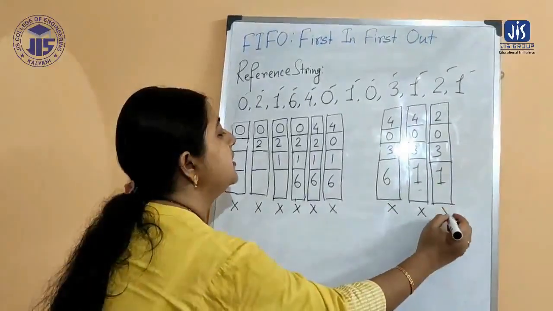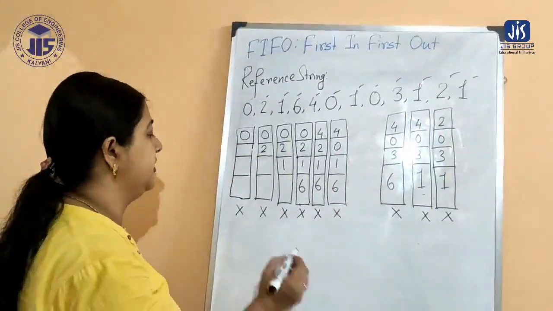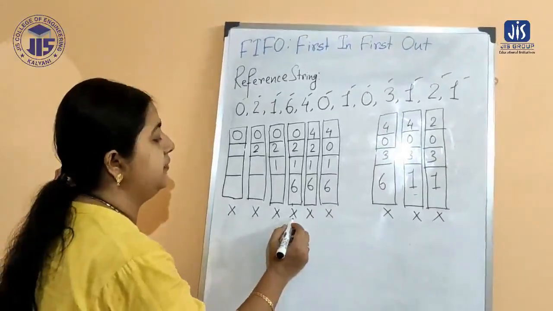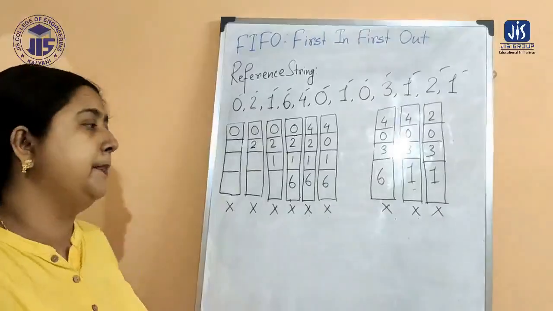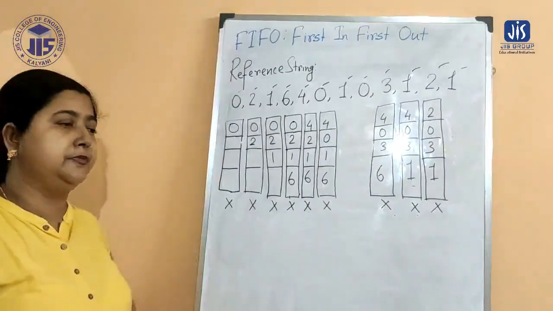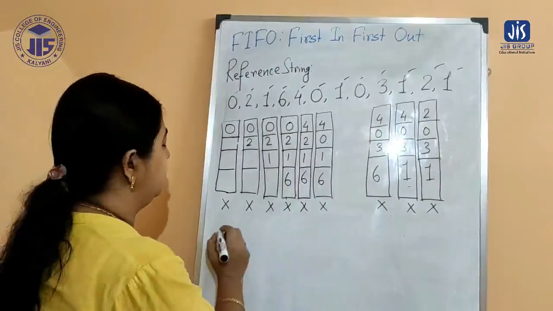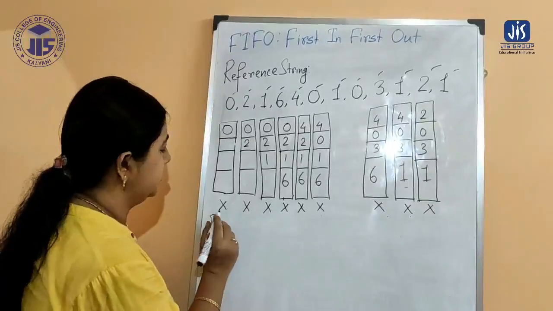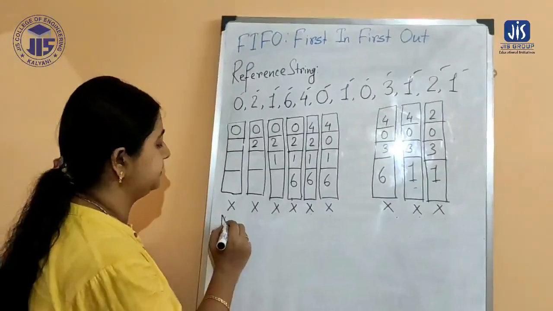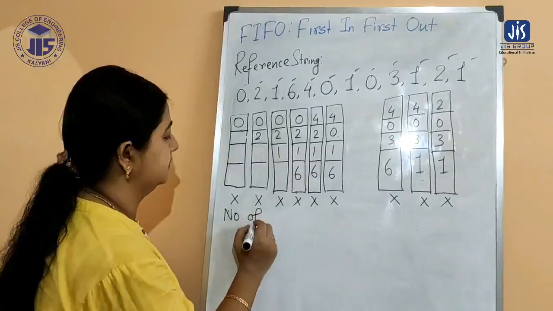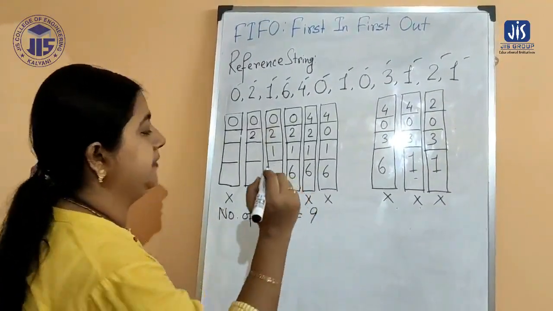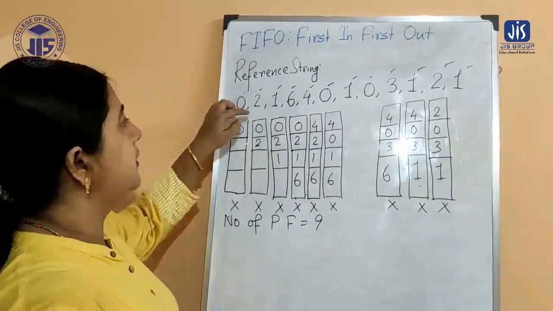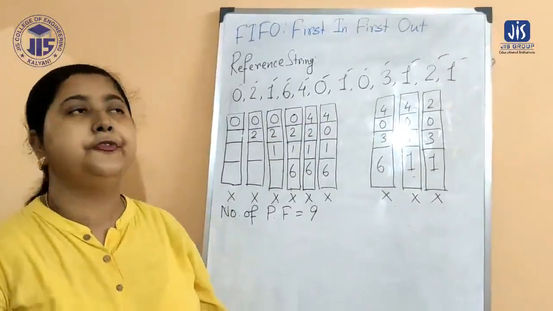So here these are the page faults generated: 1, 2, 3, 4, 5, 6, 7, 8, 9. These are the misses that happened, and these are the number of page faults. So the number of page faults is 9. Now, what was the total number of references in the reference string?